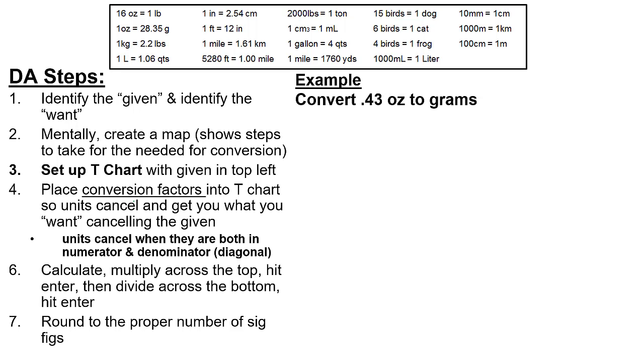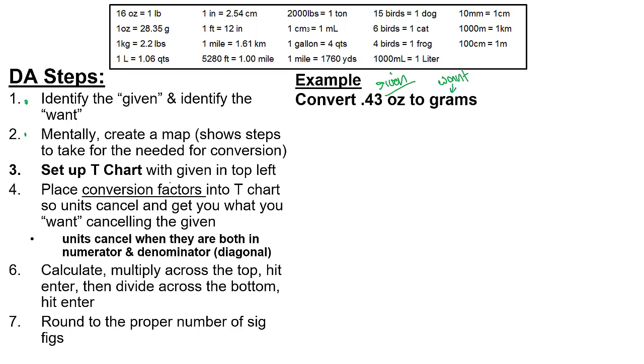But let's just try one together to begin with. In our first problem, which we see here, we want to convert 0.43 ounces to grams. Step 1 of the dimensional analysis says identify the given and the want. So it looks to me our given here is 0.43 ounces, and our want is what we want to go to, and in this case that is grams.